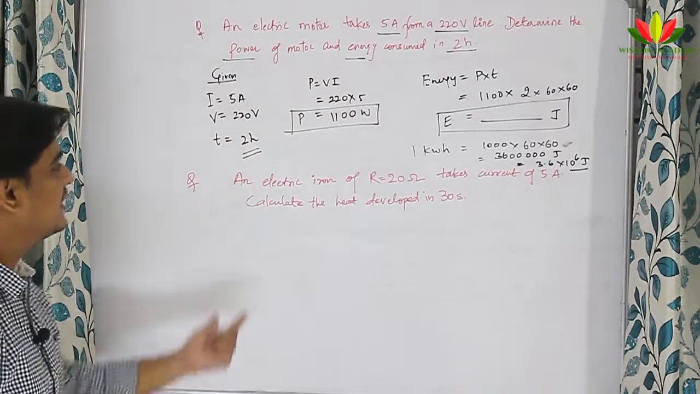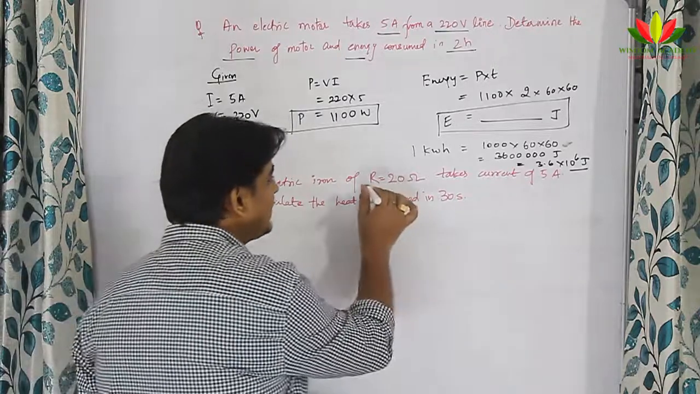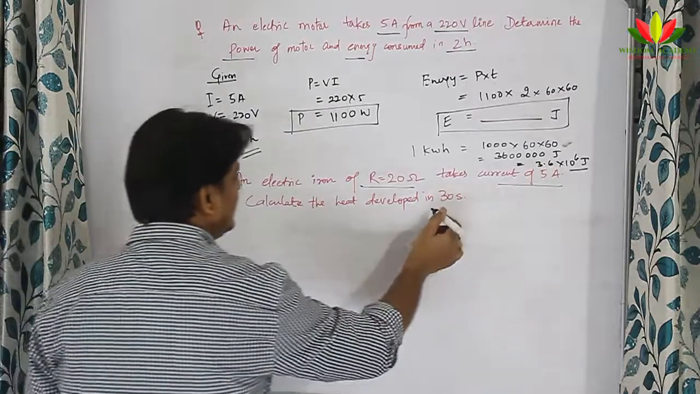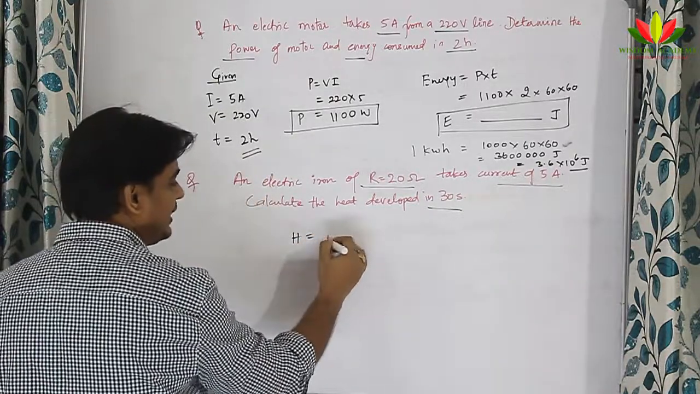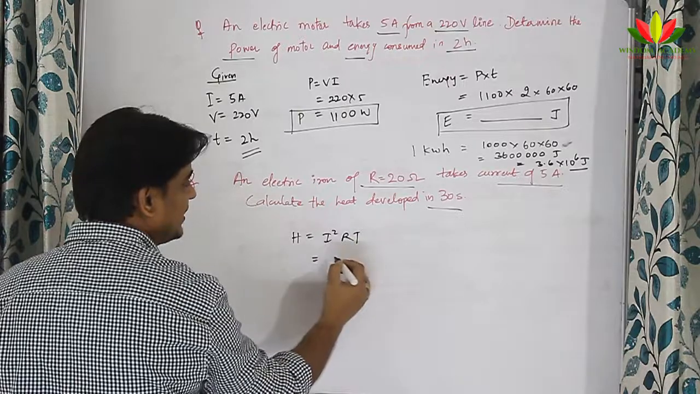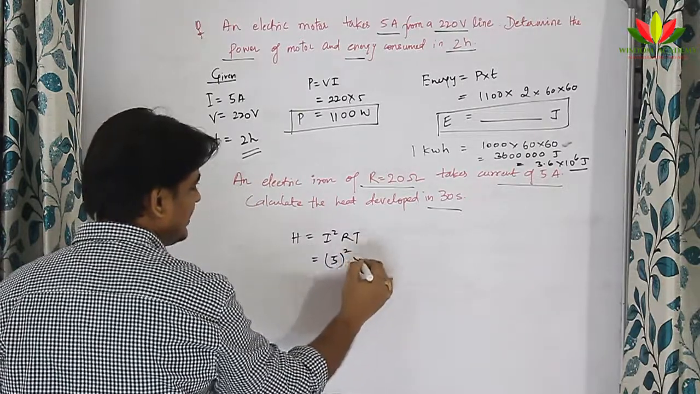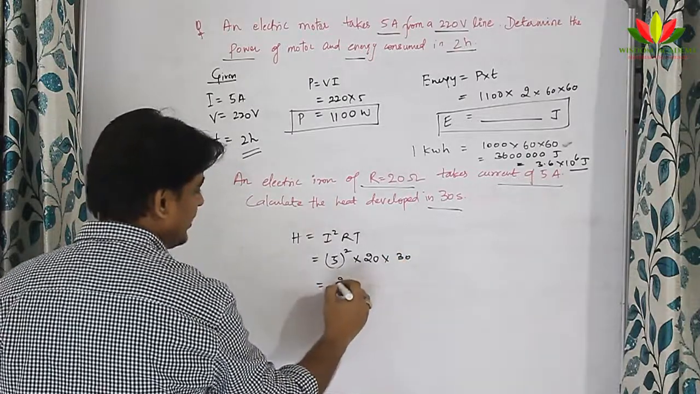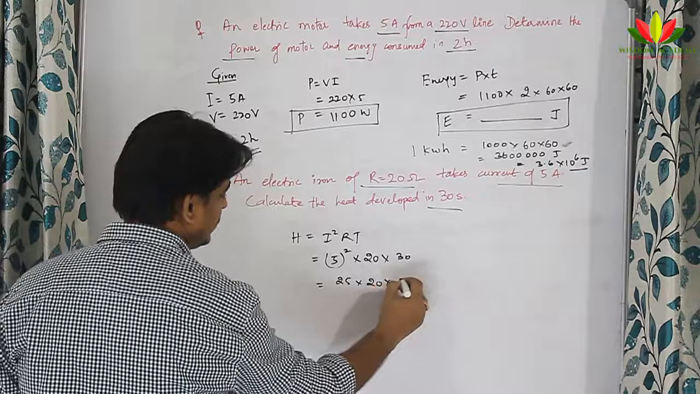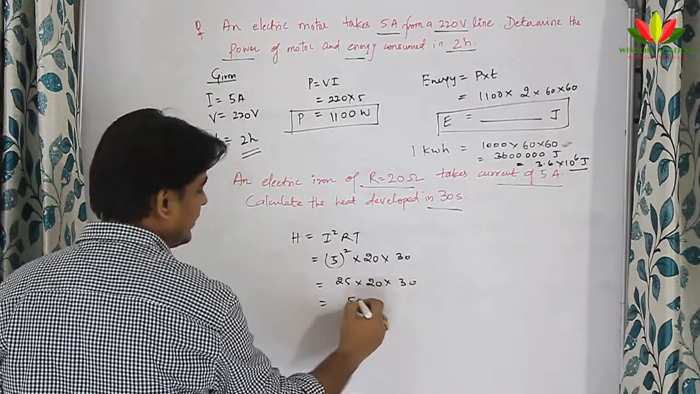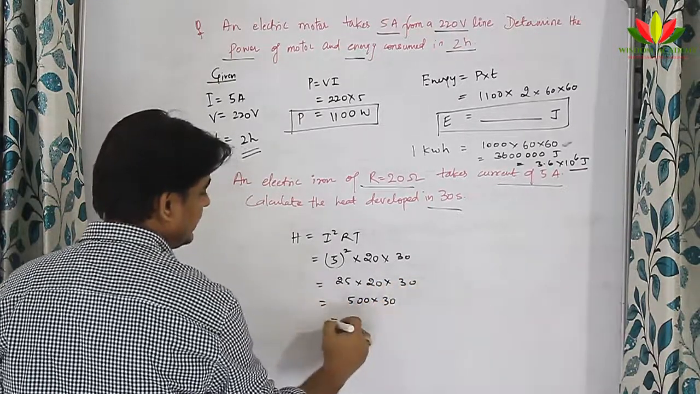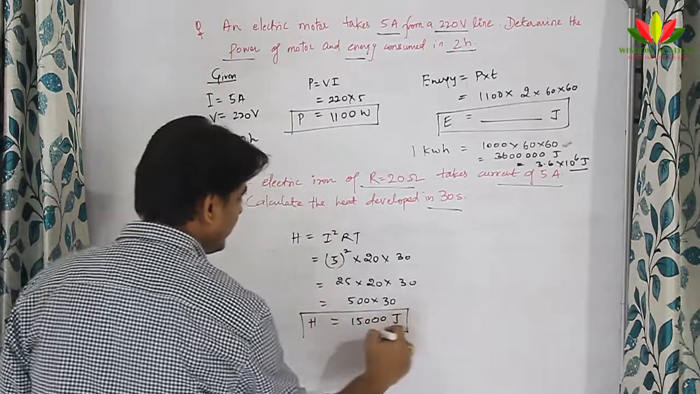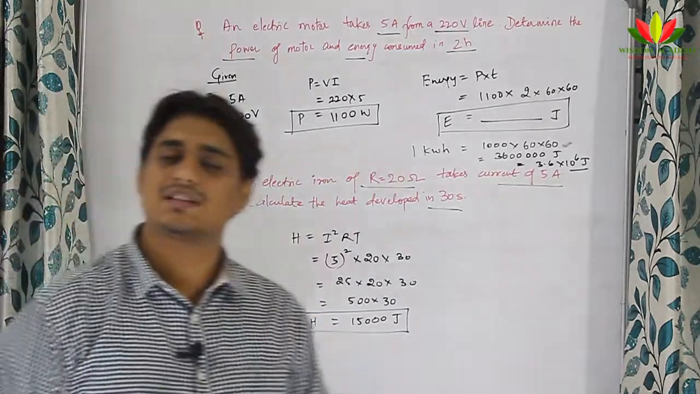Second question. An electric iron of resistance 20 ohm takes 5 ampere current. Calculate the heat developed in 30 seconds. So for heat energy, again using Joule's law of heating, it is I square R T. I is given as 5 ampere, resistance is 20, time is 30 seconds. So 25 into 20 into 30, this will give you 500 into 30, which is equal to 15,000 joules. So the heat energy produced is 15,000 joules.